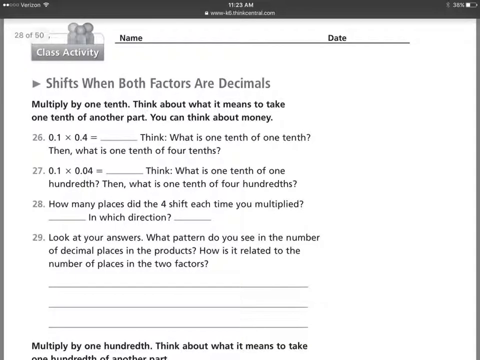Welcome to Unit 4, Lesson 7, Part 2. Today we're going to be multiplying with decimals in both of our factors. Open your workbook to page 138.